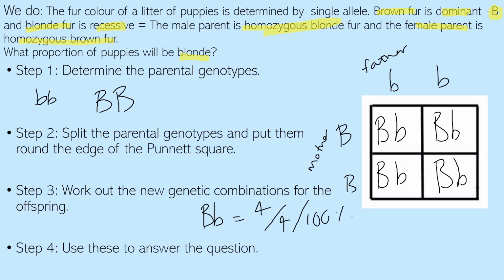Okay, so now to go back to the question, I want to look at the proportion that will be blonde. I know that if I want blonde, then I have to have 2 little b's. Okay, but I don't have this. So I know that there's 0% chance, or 0/4, that I'm going to have a blonde puppy.